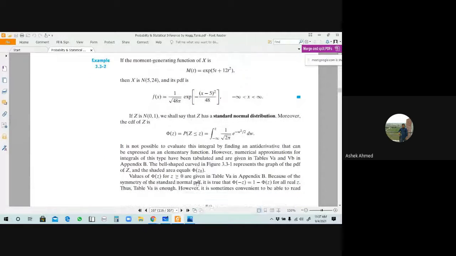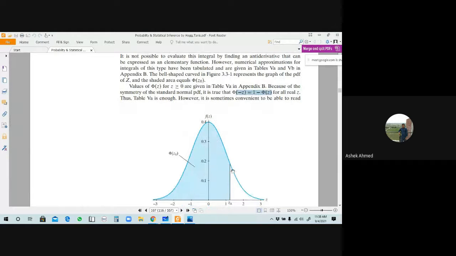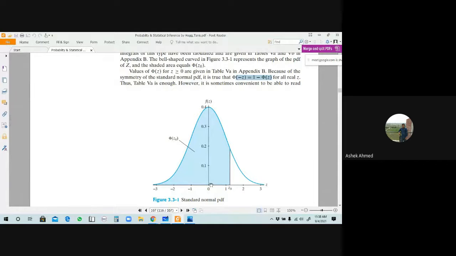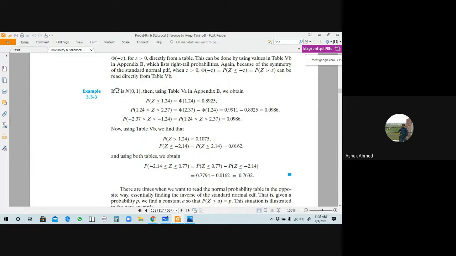আমি কিন্তু অনেক কিছু ডিসকাস করলাম। ওকে, so our formula is here phi of minus z equals to 1 minus phi of z. Okay, I have already discussed about this formula, about this graph. ওকে, এটা দেখে নিও। Now we will solve some values by some problems here. If Z is N of 0 comma 1, what do you mean by N of 0 comma 1? This represents here that Z will be a standard normal variable. From here we have to find out the probability of capital Z less than or equal to 1.24.